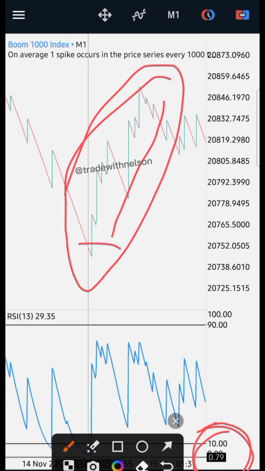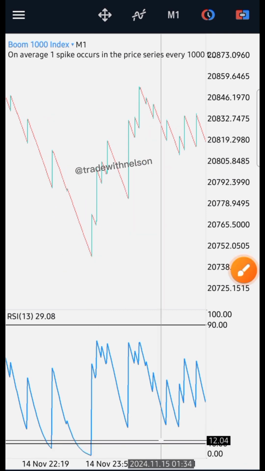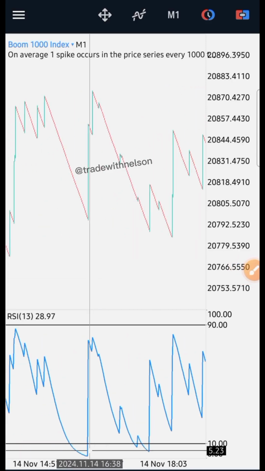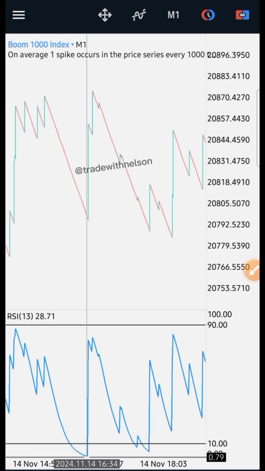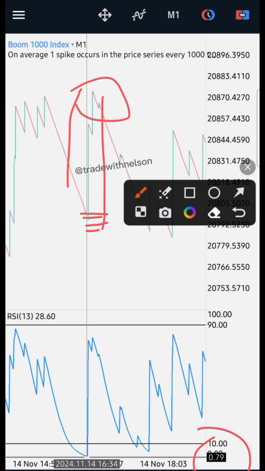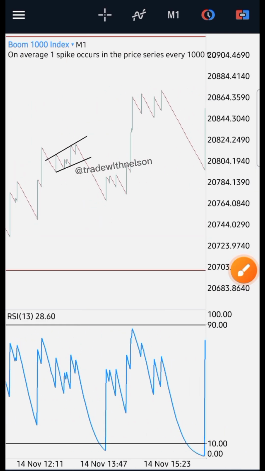So imagine you enter at this point, your stop loss is below here, and you are able to take it to this point. So you can see that you're able to make over 10 times your money easily using this spike cashing. This is also an example of ones that reach this level, you see this one also occurs at 0.79. You enter at this point, your stop loss will be below here, and you're able to cash all these big moves that you see over here. So that is how you can use it to cash spikes.